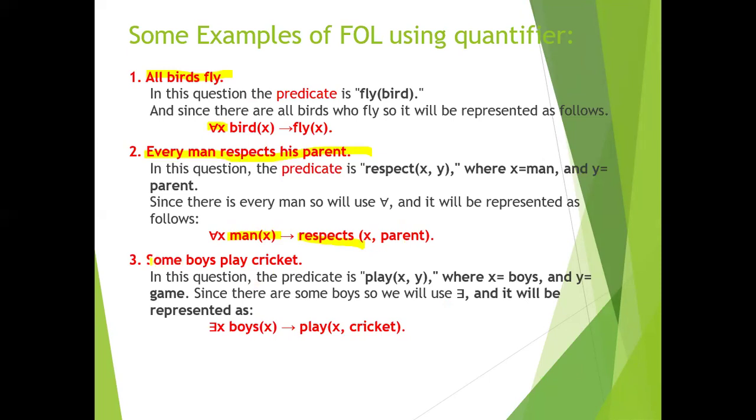Next is: some boys play cricket. We are given the quantifier as some, so we use the existential quantifier, some X, and then boy is the predicate, so that X should be a boy. If it is true, then we go for the play predicate, playing a game called cricket. So that X will play cricket.